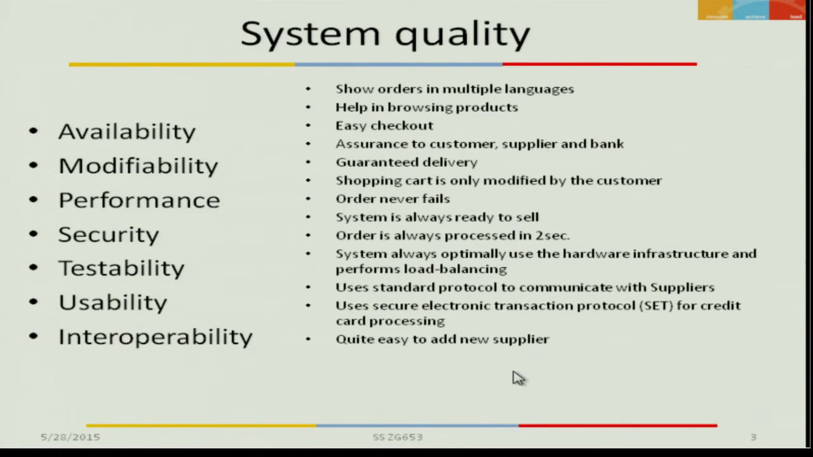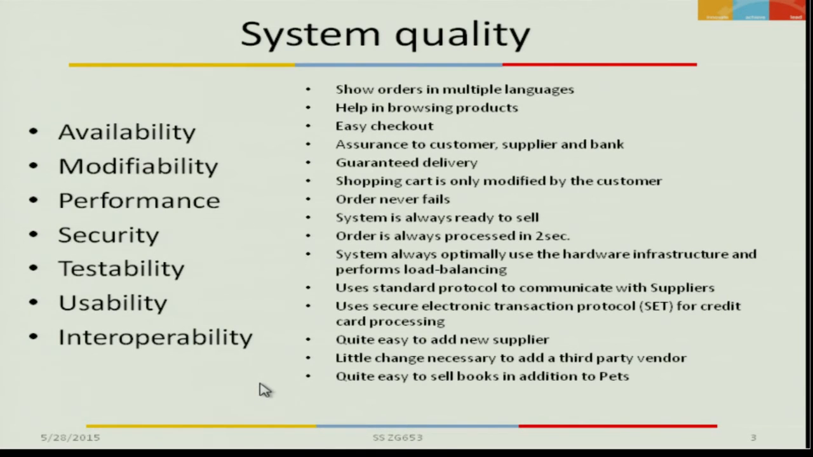Quite easy to add a new supplier. This would be, again, you can guess what would be the system quality here. Little change is necessary to add a third-party vendor. Quite easy to sell books in addition to pets. So what that means is that right now the pet store is selling pets, but tomorrow there is a new requirement to essentially sell books as well in addition to pets, and it should be quite easy to add books in the system.